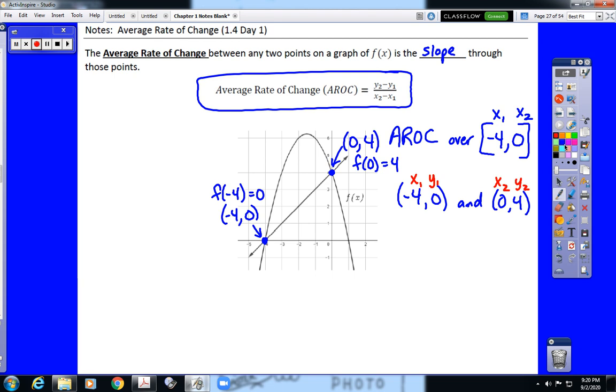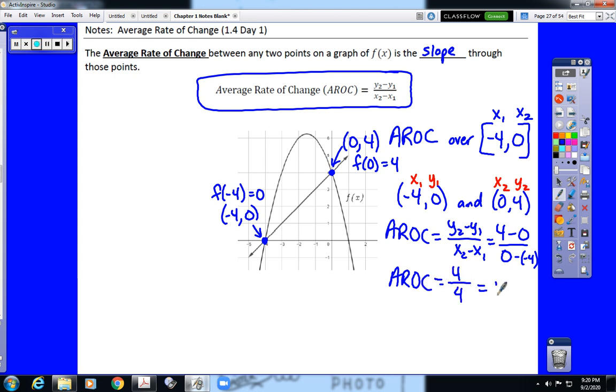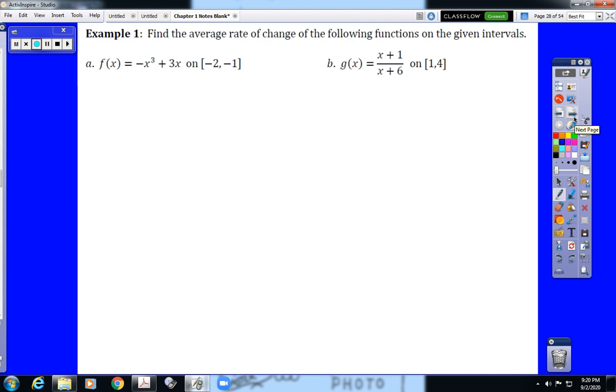So we simply do exactly what we did in algebra class. We apply the slope formula. The average rate of change is y2 minus y1 over x2 minus x1, or 4 minus 0 over 0 minus -4. So the average rate of change for this particular example would be 4 over 4, or 1, on that interval. So hopefully this is a nice, easy thing.